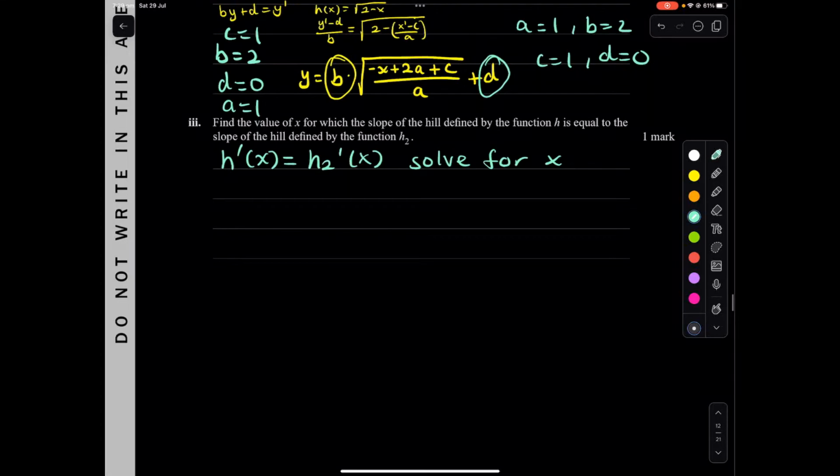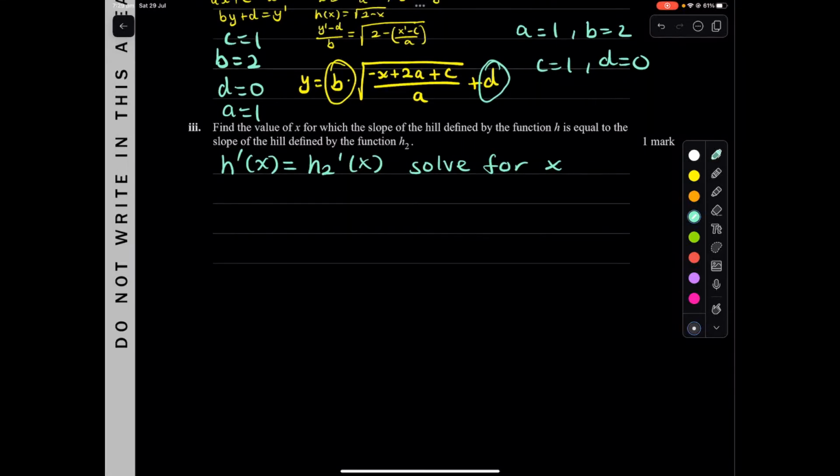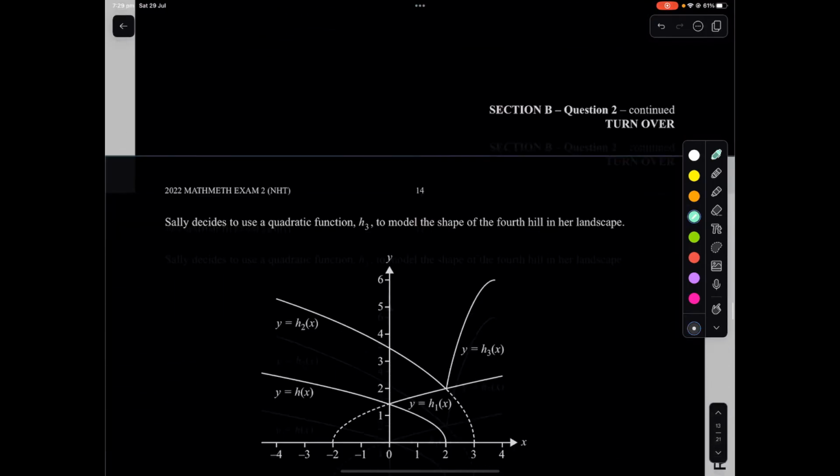So we get x equals 5. Find the value of x for which the slope of the hill defined by the function here is equal to this. 1 mark. So yeah, x is equal to 5. That's your answer.